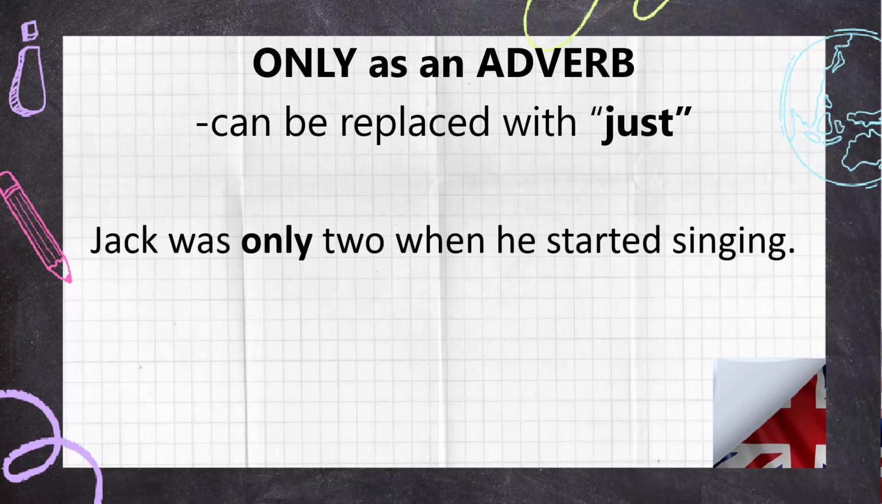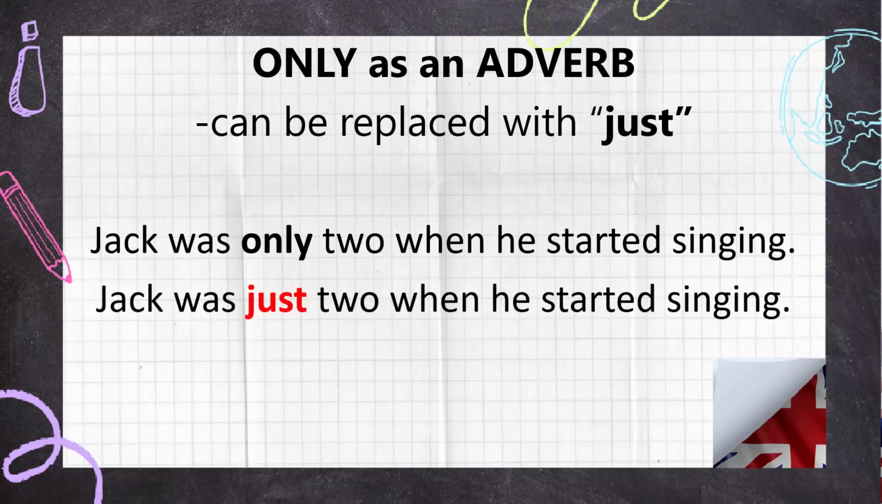So, Jack was only 2 when he started singing. We can replace only with just. And we can say, Jack was just 2 when he started singing. So we know that only is an adverb in this situation because we can replace it with just. So Jack was only 2 or Jack was just 2.